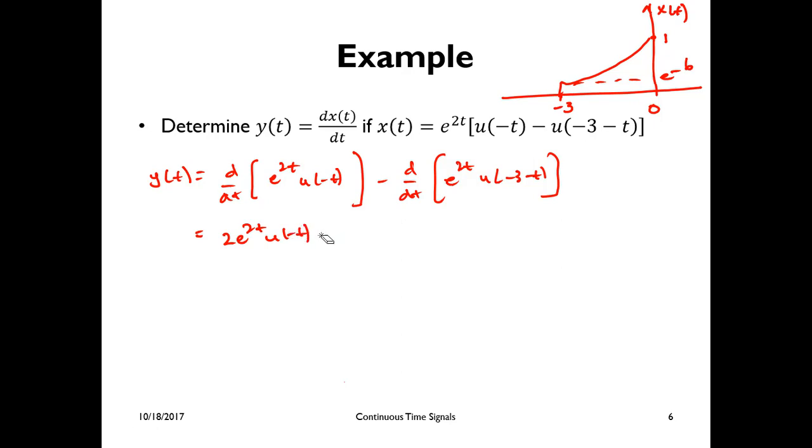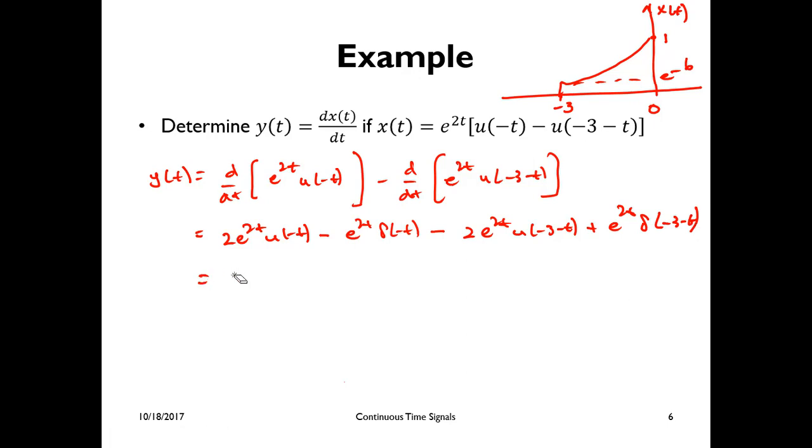And then I'm going to subtract from this e to the 2t. The derivative of the step function is the impulse function, so this is delta of minus t. And the minus sign here comes simply from the derivative of the negative t here. So this is then going to be, I'm going to then subtract minus 2 e to the 2t, u of minus 3 minus t. I'm going to add e to the 2t, delta of minus 3 minus t.